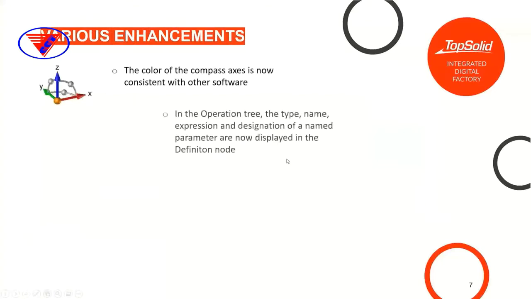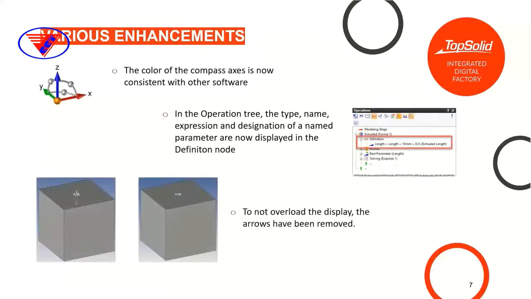Let's move on to the next one. There were a lot of requests out there to make the color of the compass consistent with other software. So we did it. Your x-axis is now red, your z-axis is now blue, your y-axis is now green. If you don't like these, you can go to the entities tree and you can manage this yourself and set it to whatever you want it to be.